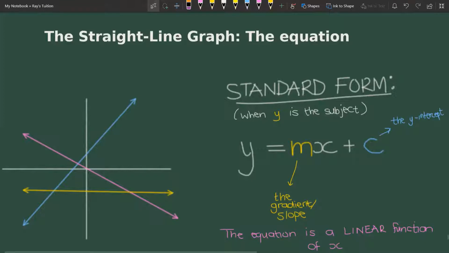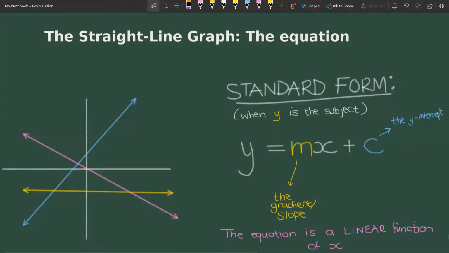So this equation, y is equal to mx plus c, is known as the standard form. And how we get it in the standard form is we always make y the subject. In a straight line graph, we know what the equation of the graph is if we know what the gradient is, and that is represented by m in the equation. m is the coefficient of x. In the next video, we will go through the details of the gradient of the straight line.